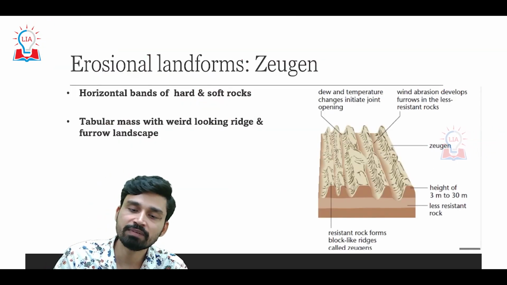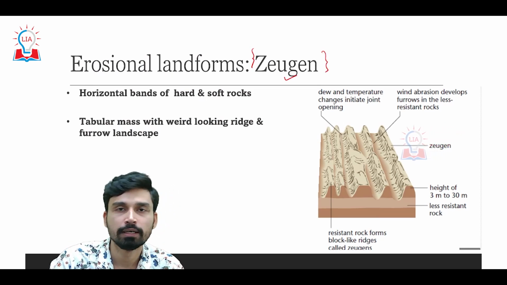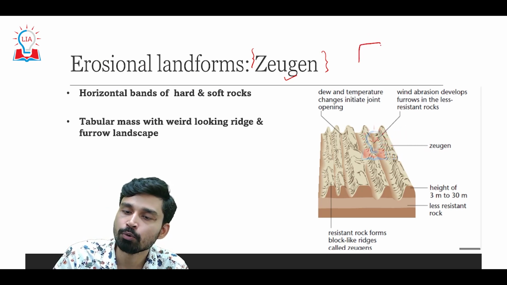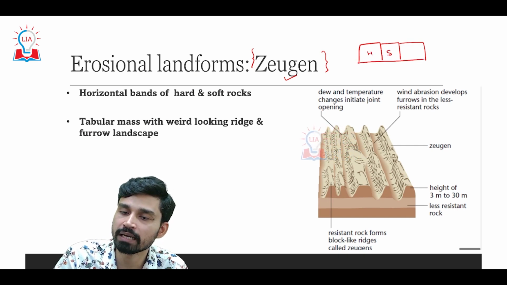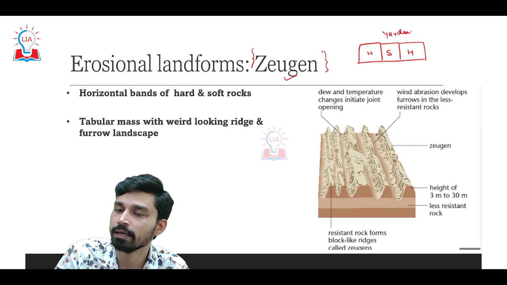A feature that is very similar to our Yardang in structure is what we call Zeugen. The only difference between Yardang and Zeugen is that in Yardangs we have the arrangement of hard and soft rock in a vertical direction. That means here we have hard rock, here we have soft rock, this is hard rock. This is what you can call Yardangs.